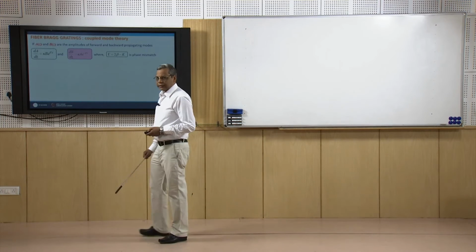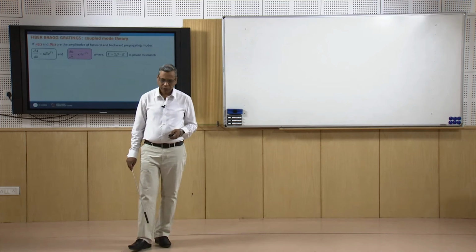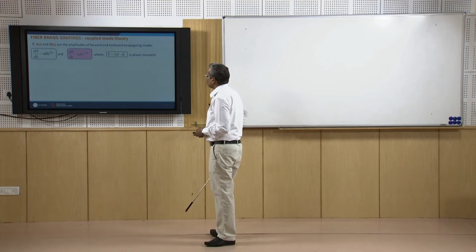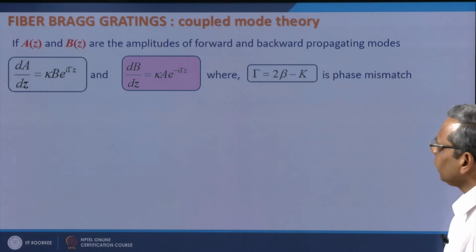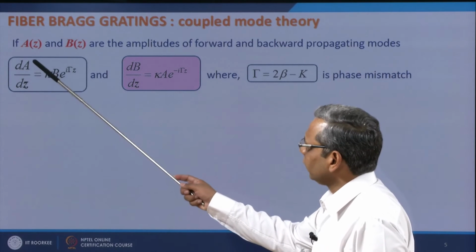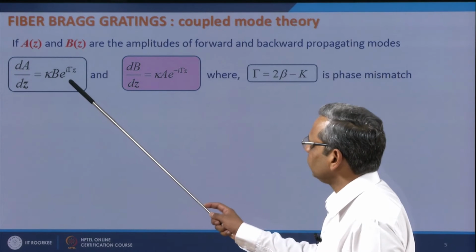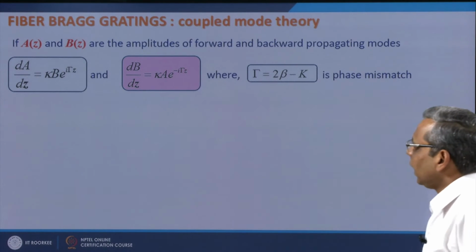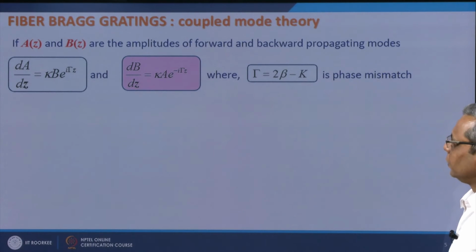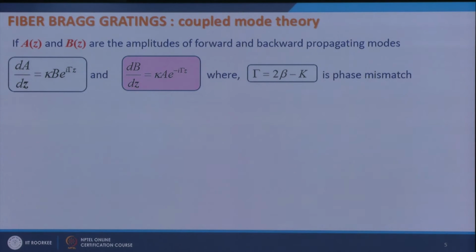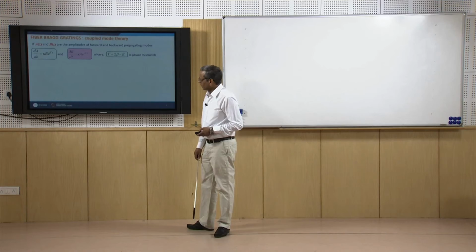We can study the power evolution in the forward and backward propagating modes by using coupled mode theory, and in coupled mode theory the amplitude of the forward propagating mode varies with z according to dA over dz equal to kappa b e to the power i gamma z, and that of the backward propagating mode varies as dB over dz equal to kappa a e to the power minus i capital gamma z, where capital gamma is 2 beta minus K, which is nothing but the phase mismatch.